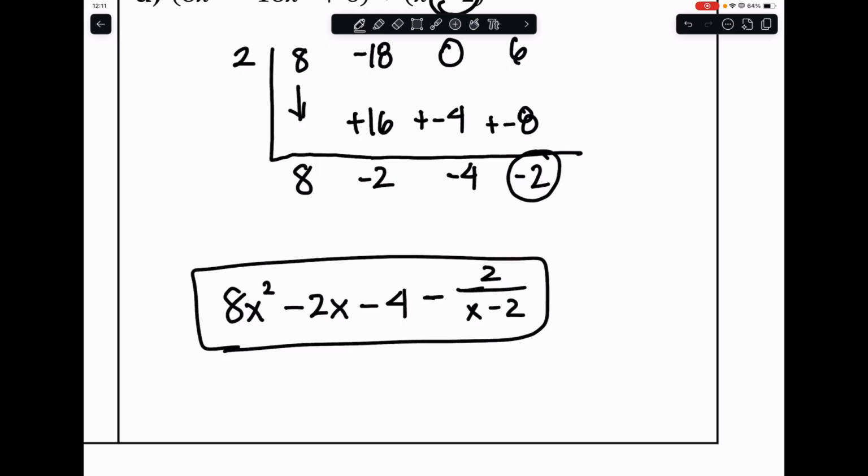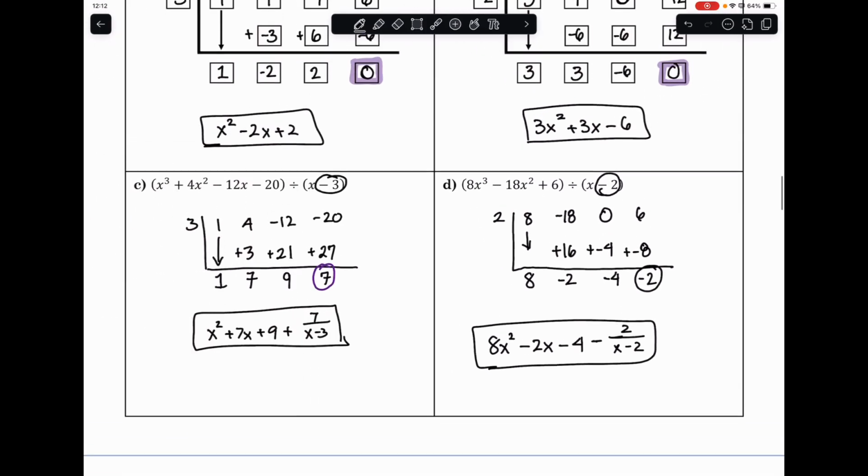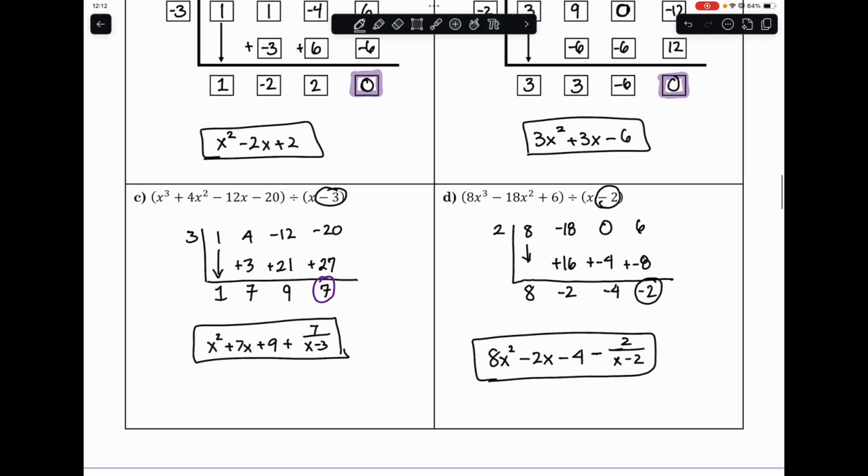Now this concludes the first part of this section here. In the next video we'll talk about the remainder theorem and the factor theorem and how we use those two theorems.